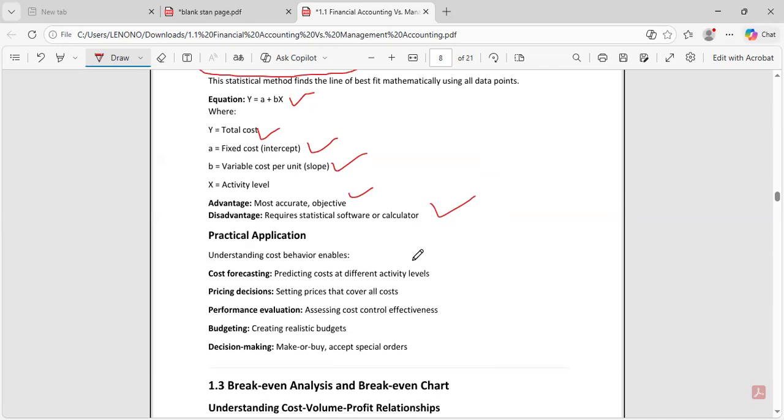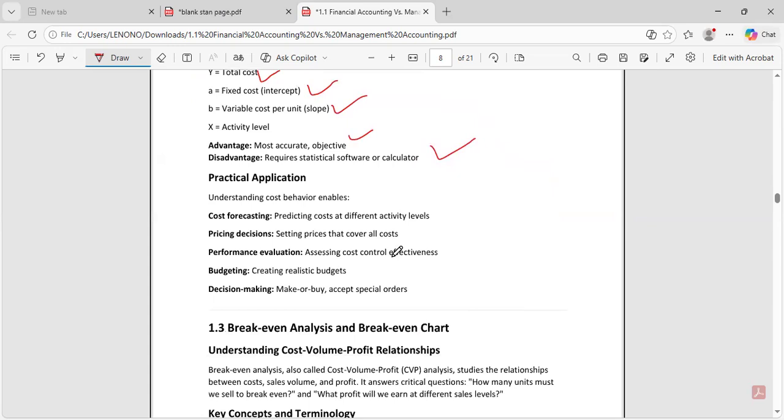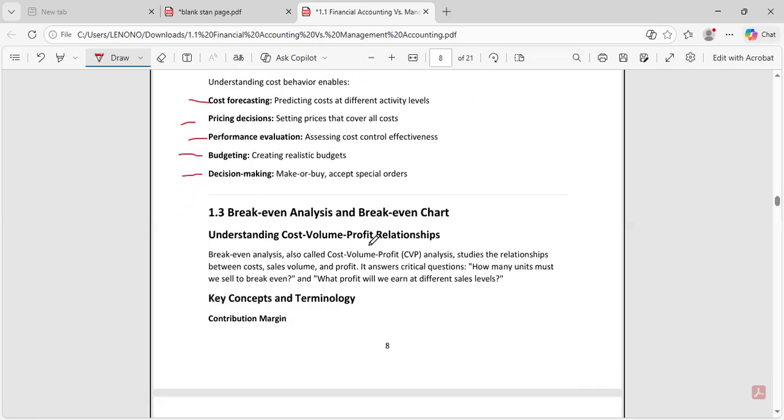Okay, then we can now look at the practical application. Understanding cost behavior enables cost forecasting, predicting costs at different levels of activity; pricing decisions, setting prices that cover all costs; performance evaluation, which assesses the cost control effectiveness; budgeting, creating realistic budgets; and decision making, such as make or buy, or accept special orders. Then we will look at what we call the break-even point analysis.